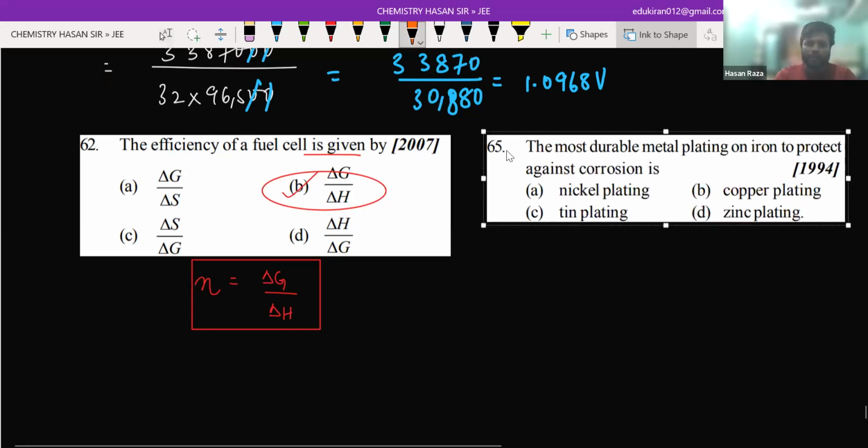Now, go for question number 65, which is also very, very easy. The most durable metal plating on iron to protect against corrosion is? It's very easy. Very good, Shahid. Can you tell me why it is so? The reason behind it. No, it's wrong. Oh, very good. Madiha or Mohammed Tharif it is. Tharif, it's good now. Can you tell me the reason?